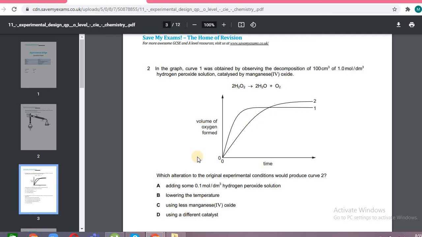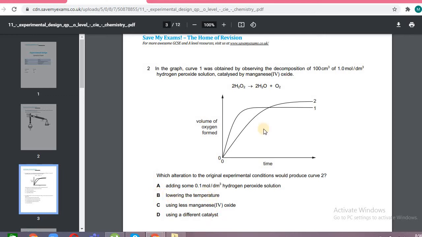So focusing on this explanation, let me read the question for you. Which alteration to the original experimental condition will produce the curve 2? We know that in curve 2, the amount of the product or the volume of the gas produced is more as compared to 1, but the reaction shown by curve 2 is slower. So just focusing on the amount of the product produced being more, that means more reactant has been added. So Alpha is going to be the correct answer.